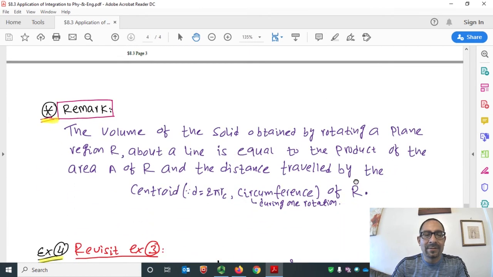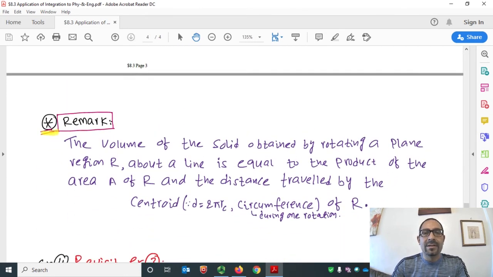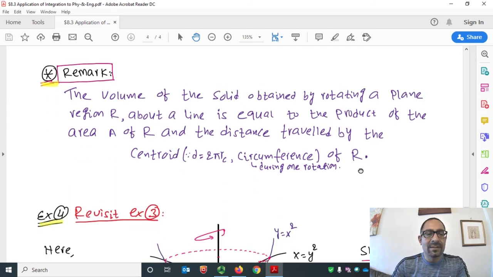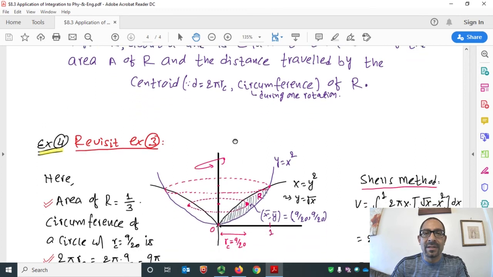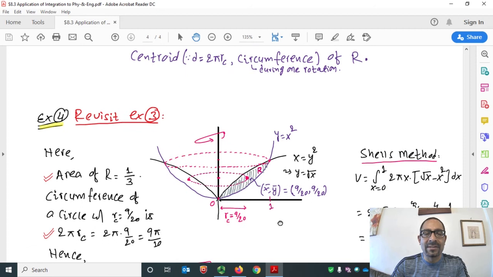Quick remark. Let me give you the final remark. The volume of the solid obtained by rotating a plane region R about a line is equal to the product of the area of the region and the distance traveled by the centroid, which is the circumference of the circle traced by the centroid during one full rotation. So let me revisit example 3 and verify this remark.